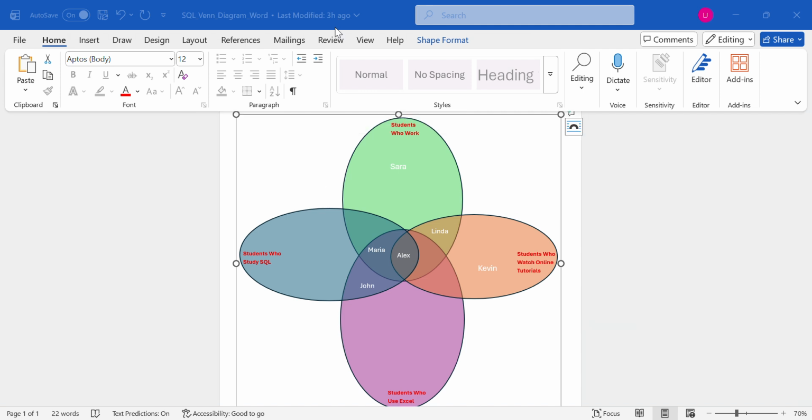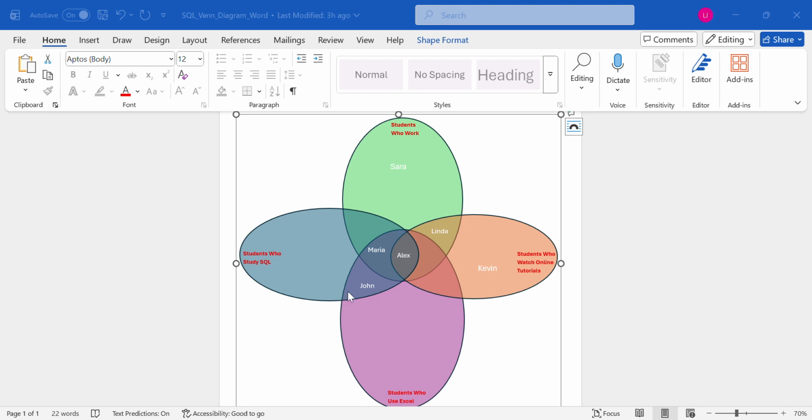Next thing I want to explain is the right circle including overlaps. Now let's look at the example Sarah, Alex, John. From the Venn diagram perspective, Sarah is a student that does only the work. Then Alex did work, Alex did SQL, Alex did Excel, Alex also attended the online classes. John, on the other hand, did SQL and Excel only.